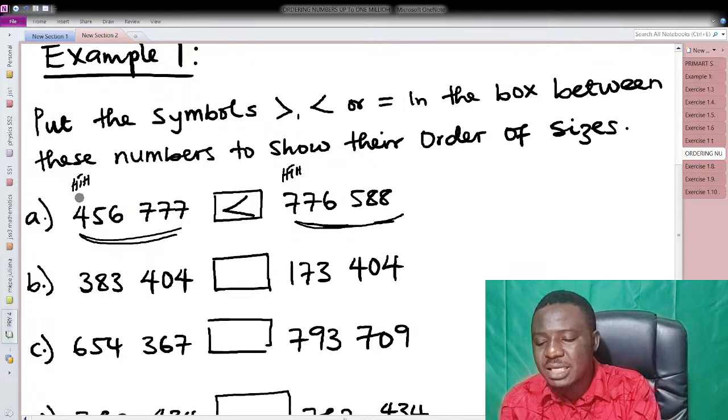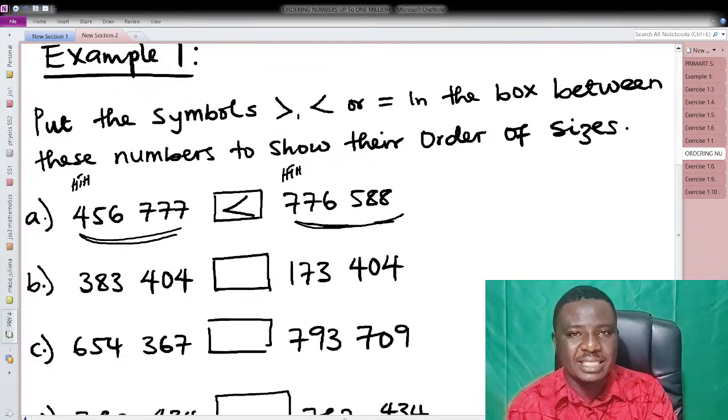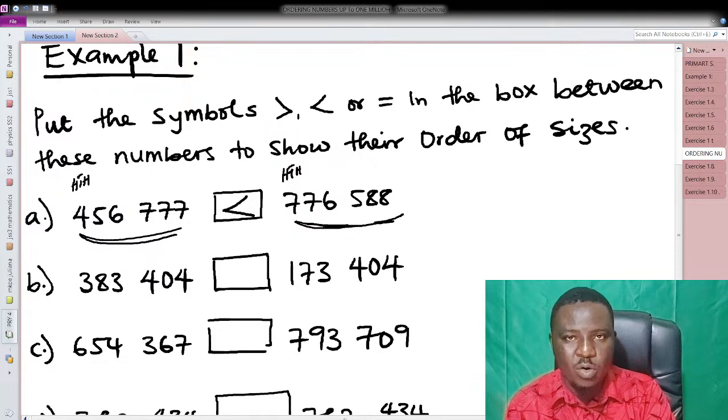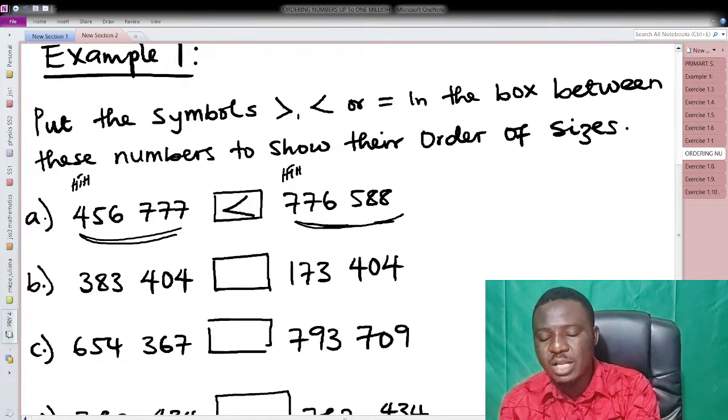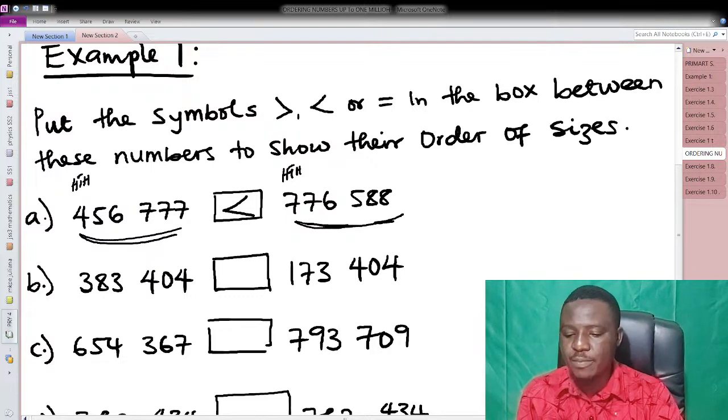So long as you have been able to identify the highest place values of both numbers and they seem to be the same, look for the actual value of that place number. And if they are not equal, then you can identify which is greater than the other.